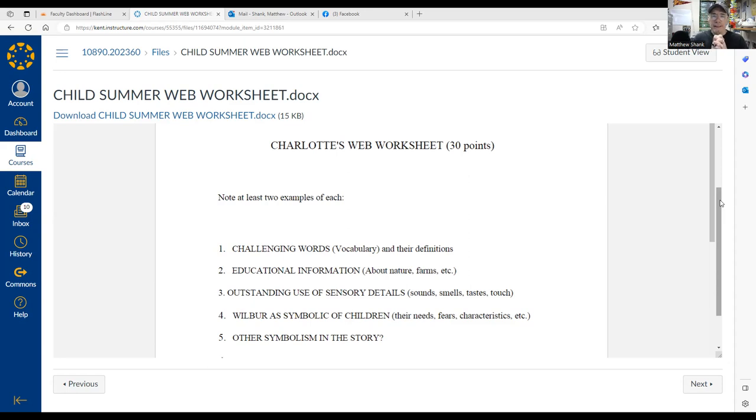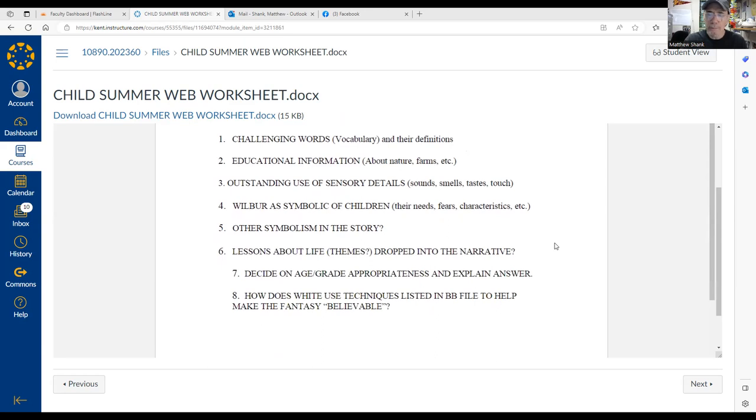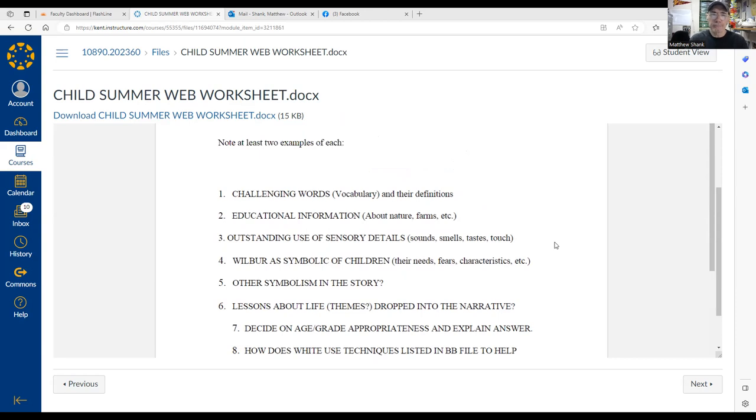So these are the kinds of things I'm going to ask you to look for as you are reading. And then, as it says here, note at least two examples of each one of these. So I'll just go through this real quick to explain what I'm looking for. One of the things we see in the narration is, and this is usually from Charlotte, because she's a very wise spider.